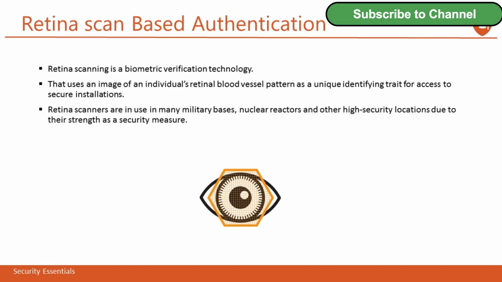Next we have retina scan-based authentication. Retina scanning is the most accurate and secure biometric available, aside from DNA. It uses an image of an individual's retinal blood vessel pattern behind the eye as a unique identifying trait for access to secure installations. Retina scanners are used in many military bases, nuclear reactors, and other high-security locations due to their strength as a security measure.